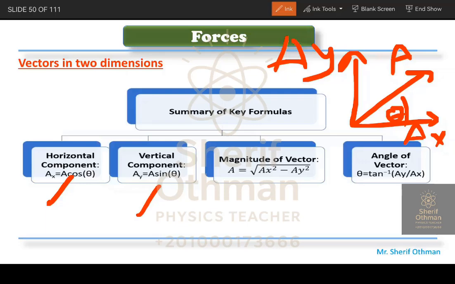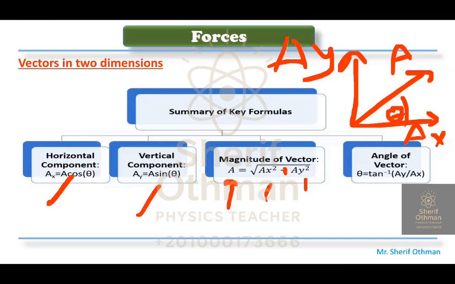But if we have the values of Ax and Ay, we need to find the resultant, which is A, from the components Ax and Ay. So I'm going to apply the Pythagoras rule: Ax squared plus Ay squared equals A squared. While if you would like to find theta, theta will be tan minus 1 of Ay over Ax.